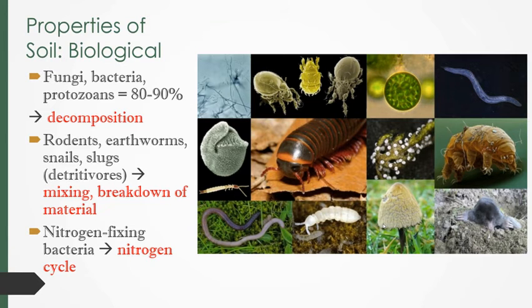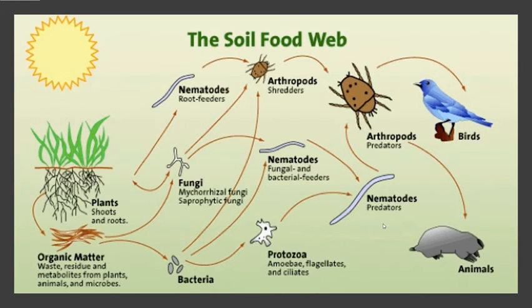Biological properties of soil. If you get fungi or bacteria or protozoans in the soil, that helps with decomposition. Rodents, earthworms, and snails. Slugs, which are detritivores, help break down material and mix the material. And finally, nitrogen-fixing bacteria are good for the nitrogen cycle. There's even a soil food web, right?